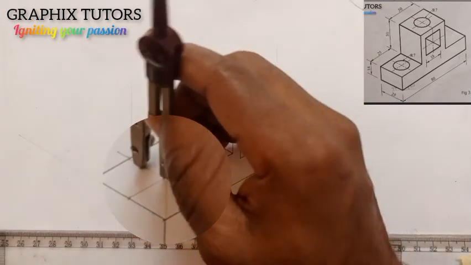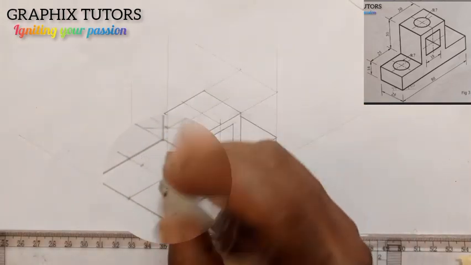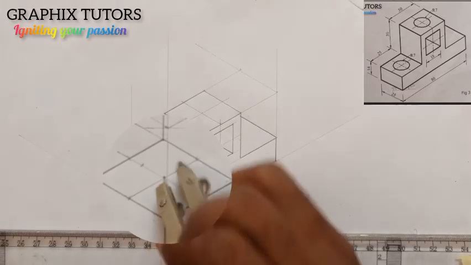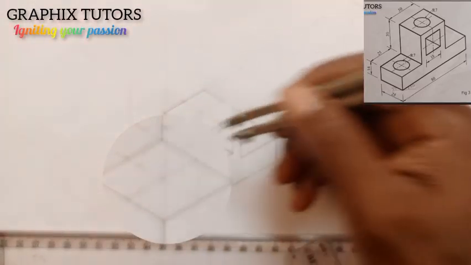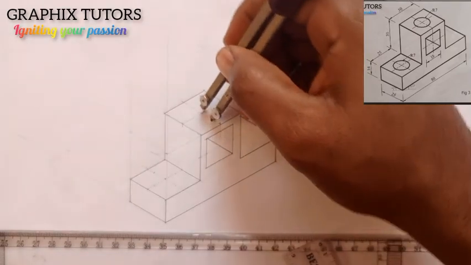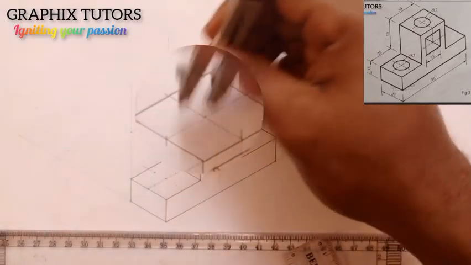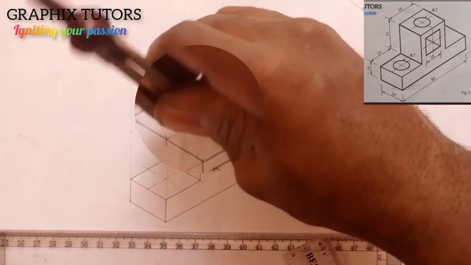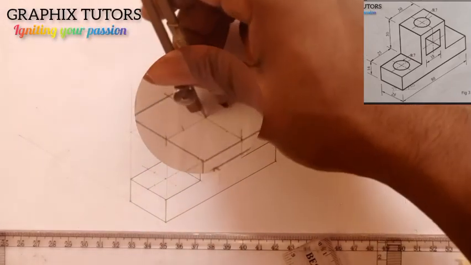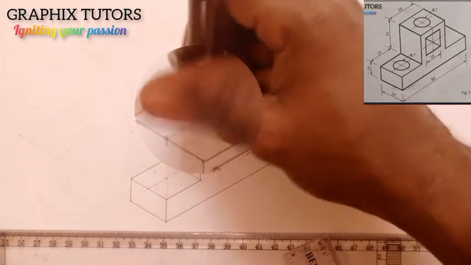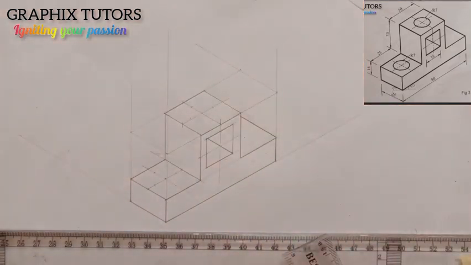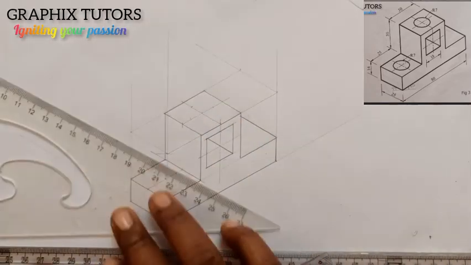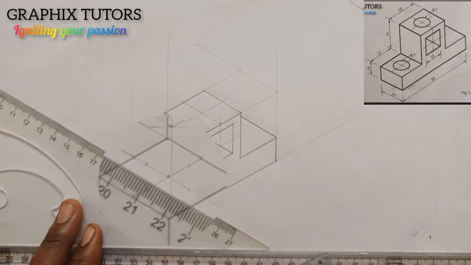I'll mark top, right, left, bottom. The same thing here, bottom, left, right, and top. That is where I'm going to draw my square in which I will extract my circle, which is in form of an ellipse in isometric.